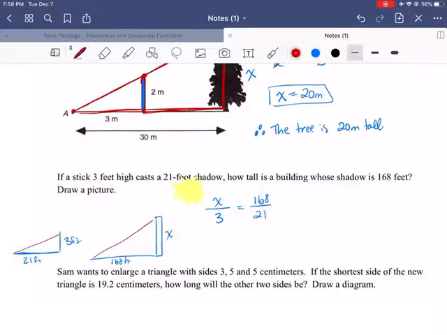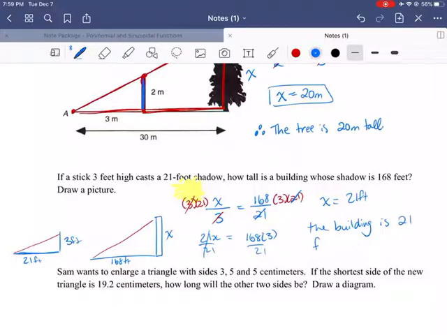So if you multiply each side by 3 and by 21, 3 simplify and you're left with 21x is equal to 168 times 3 divided by 21 will simplify. And then you will divide by 21. Okay, and you eventually get that x is equal to 21 feet. So the building is 21 feet tall.